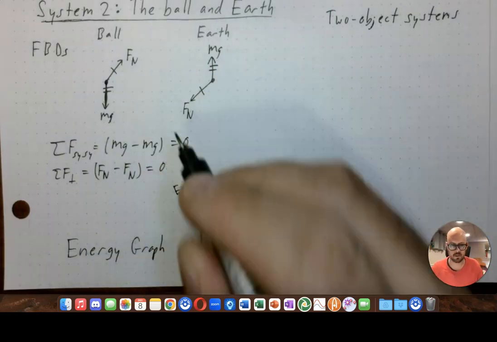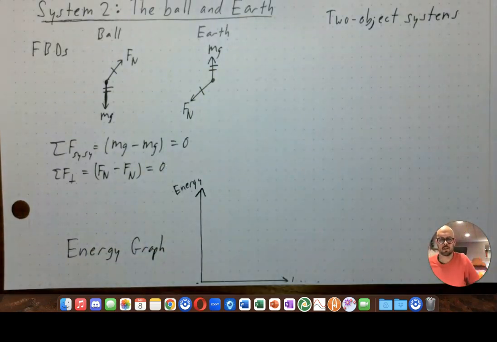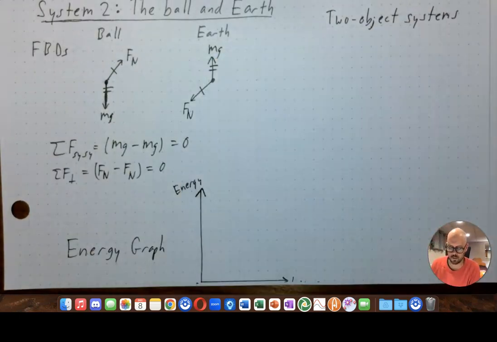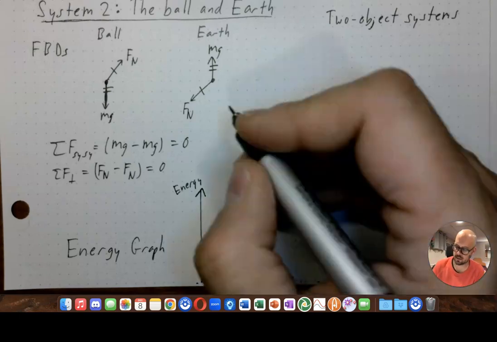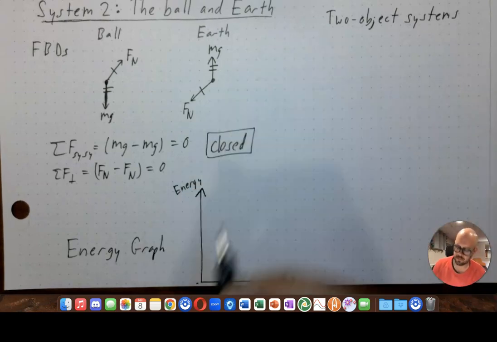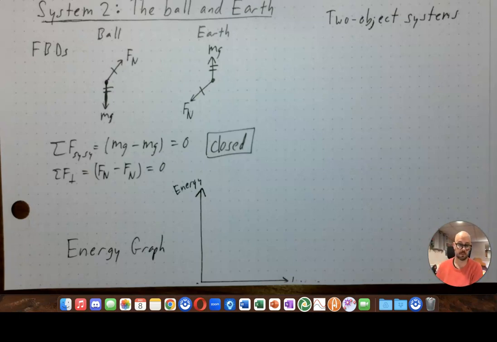I violated some vector math there. I apologize. But you can see that these forces would cancel and these forces would cancel for the entire system. This system is closed because the net force on the whole system is 0. So now we have a conservation of energy system.